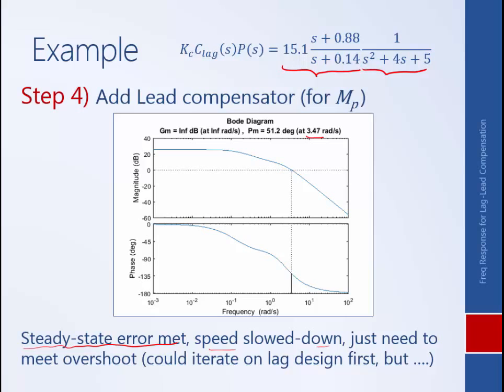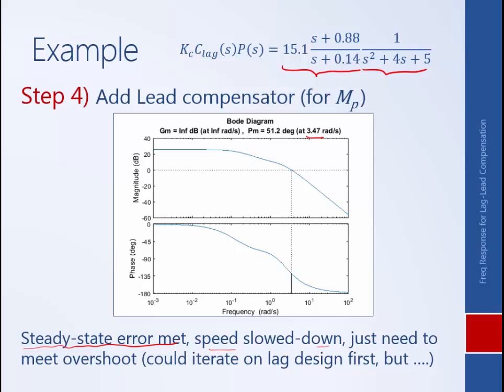A smart thing to do at this point would be to go ahead and iterate on the design of our lag compensator. So look at the step response, look at the peak time, see if we can slow it down even more, see do we need to speed it up. So that would be a smart thing to do. In the interest of time, I'm going to skip that and move on to adding the lead compensator.